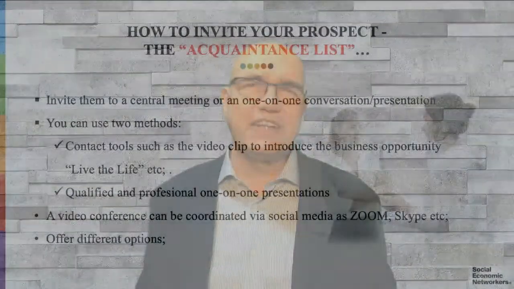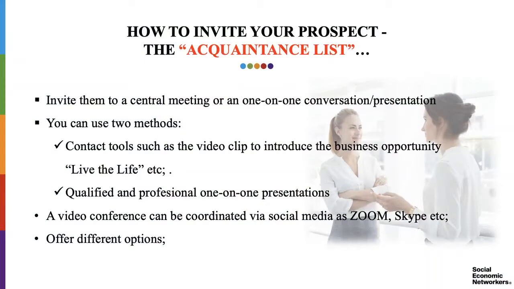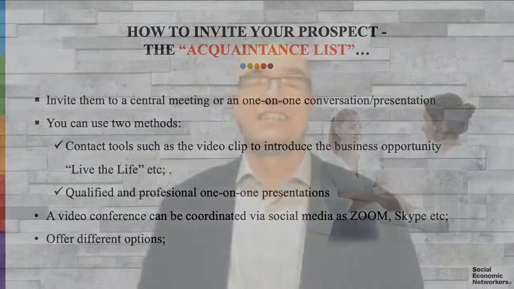So how do I make the invitation when we work with the list of acquaintances? The list of acquaintances are those who know us and we know them, but there is no close relationship. For example, it could be our lawyer, it could be our dentist, it could be our children's teacher, or it could be a mechanic who would repair our motorcycle or car and so on.